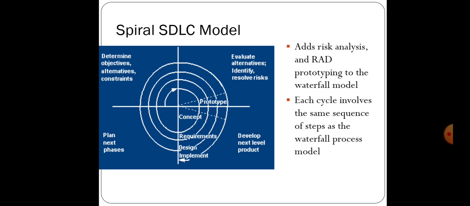Next very important model is the spiral model. The advantage of the spiral model basically is the risk analysis phase that has been added to the model. So risk analysis and RAD prototyping have been added to the waterfall phases, and a new model has emerged that is known as the spiral model. So each cycle in the diagram, you can see, involves the same sequence of steps as they were there in the waterfall model, but the risk analysis and RAD prototyping have been added to it.